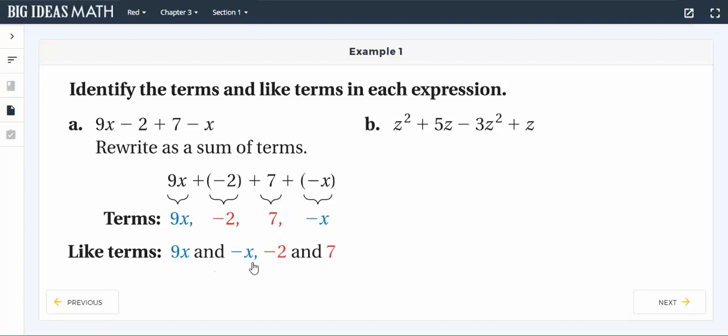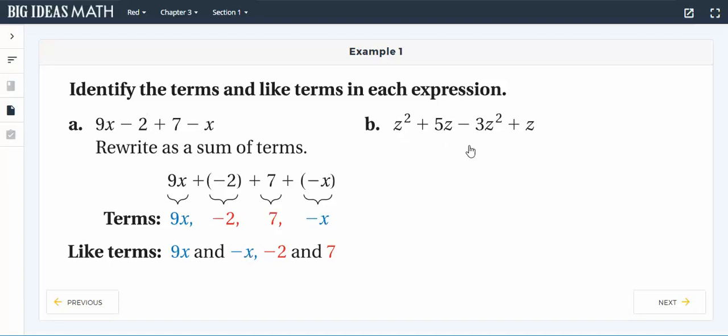And the like terms are the 2 x's and the 2 constants. Remember that when there's no letter with them, it's called a constant. When there's a letter, the letter has to be the same. Coefficients can be different, but the letter is the same for like terms, because it's like pencils and pencils. 9 pencils, and you owe me 1 pencil.